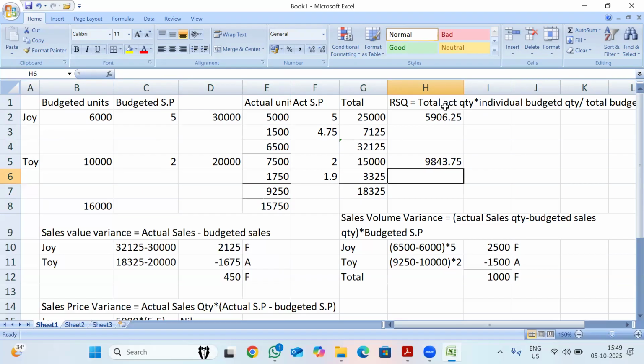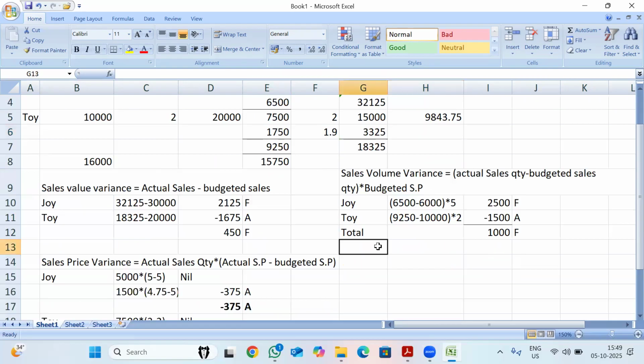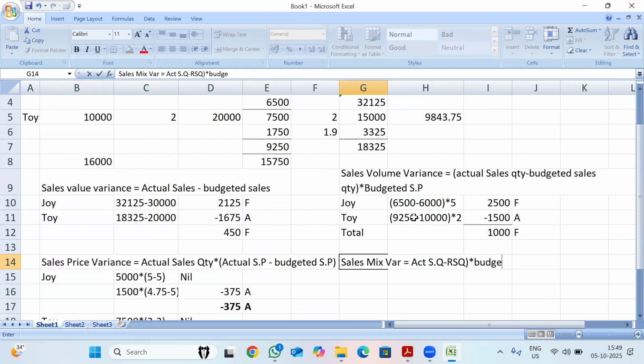So now I want to calculate the sales mix variance. Here the formula is actual sales quantity minus revised standard quantity into my budgeted selling price.